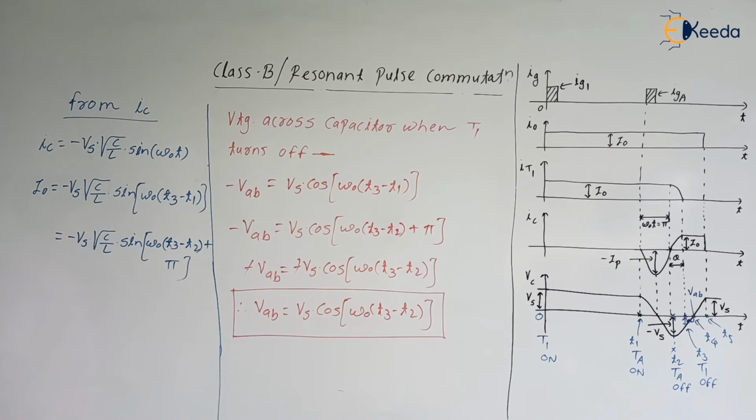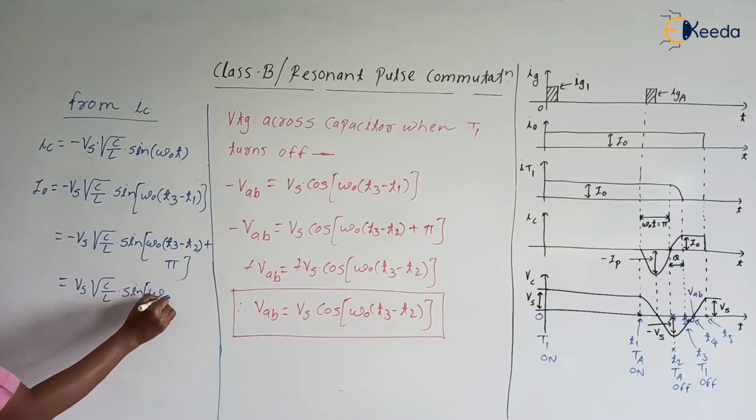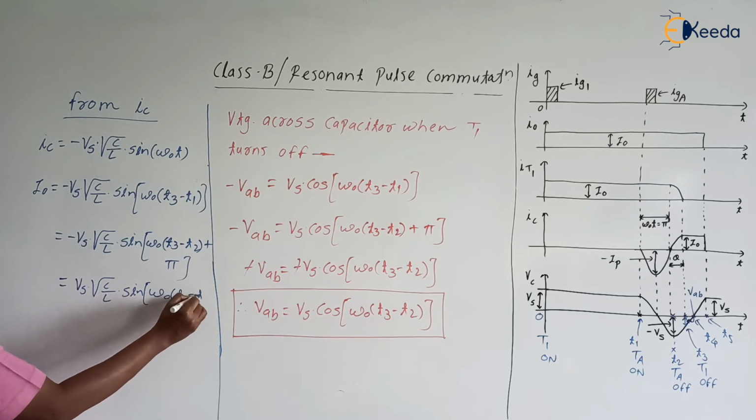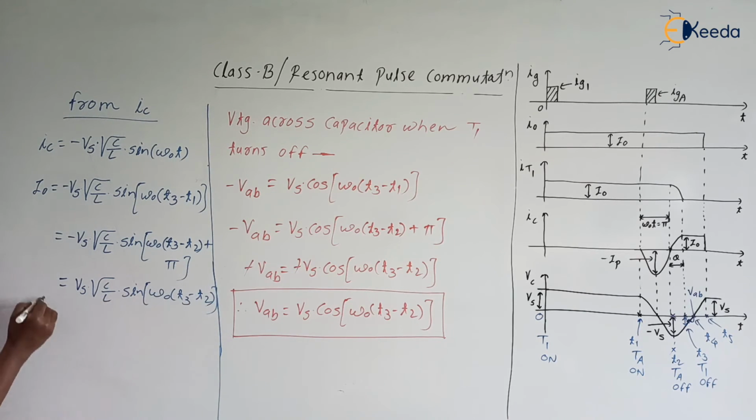What is the sine of 180 plus theta? If you check, it is minus sine theta. So this minus and this minus will be plus, so it is Vs under root C by L into sine of omega 0 into (T3 minus T2). This is I0. But what does this term indicate? Vs under root C by L is I peak.